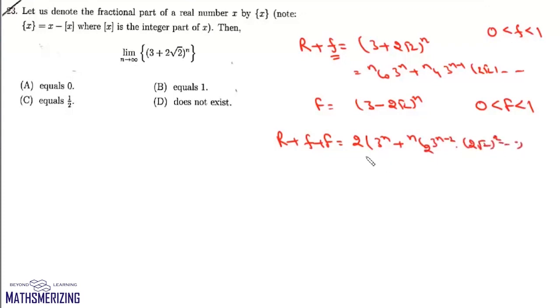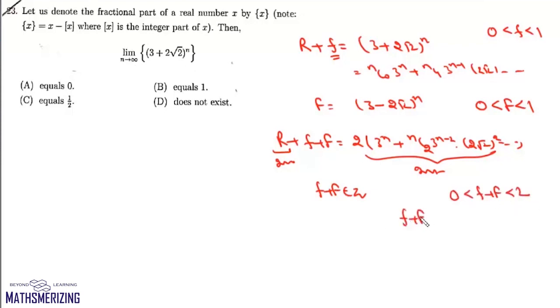Now if we add them, we can write R plus f plus F will be 2 times, 3 to the power n plus nC2 3 to the power n minus 2 into (2 root 2) square. Now this right hand side is an integer. This R is also an integer. That means this f plus F must also be an integer. Now if we add capital F plus small f, it lies between 0 and 2, and the only integral value possible in this case is 1. So we can write this small f as 1 minus capital F, or the fractional part of (3 plus 2 root 2) to the power n will be 1 minus (3 minus 2 root 2) to the power n.